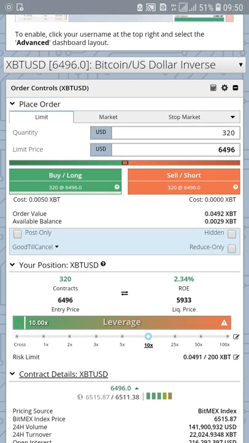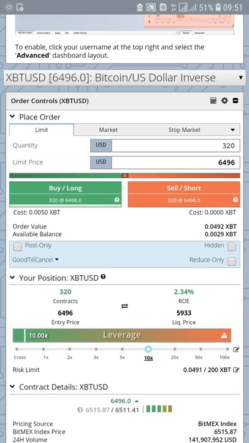My take profit, it's dependent on my leverage. Because I am using a 10x leverage, it means that if this coin does 1%, I am making 10%. But if it goes down by 1%, I am losing 10%. So I entered at 6496. 1% of 6496 is 64.96. So let's just say 65.